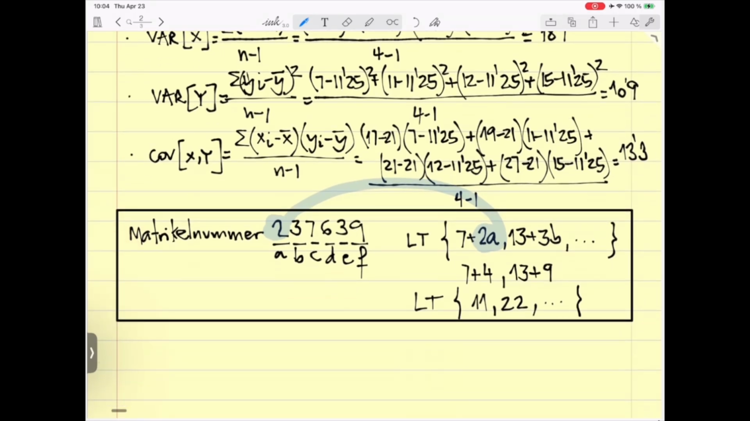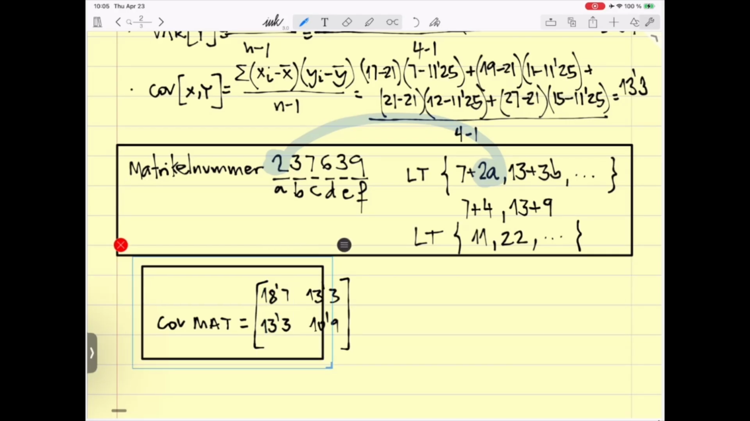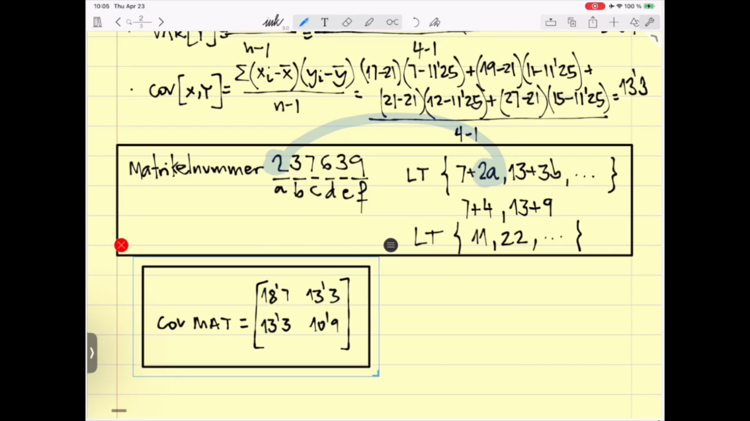So the covariance matrix is something like 18.7, 13.3, 13.3, and then 10.9. Okay, so this is the covariance matrix of our management system. Now, we want to calculate the eigenvectors and eigenvalues of this covariance matrix.